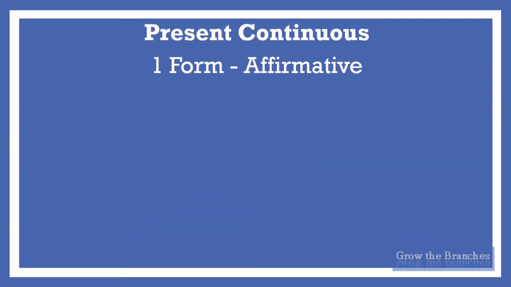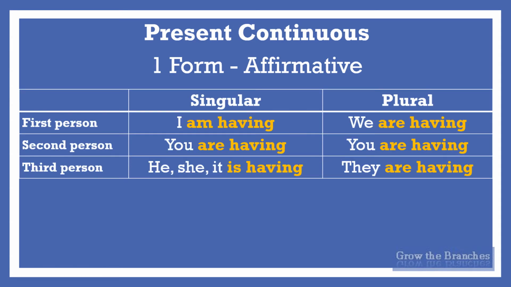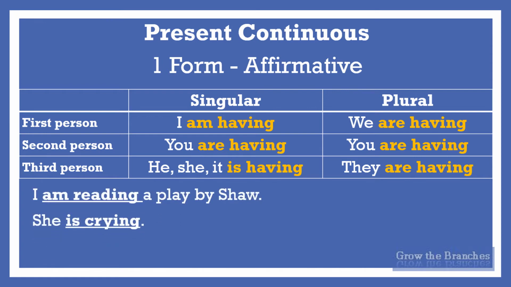The present continuous tense, also called the present progressive, in the affirmative is formed with the verb to be in the simple present tense plus the verb in the ing form. There are single and plural subjects and first person, second and third. I am having, we are having, you are having in the plural. He, she, it is having, they are having. For example, I'm reading a play by Shaw. She is crying. They are waiting for the train.